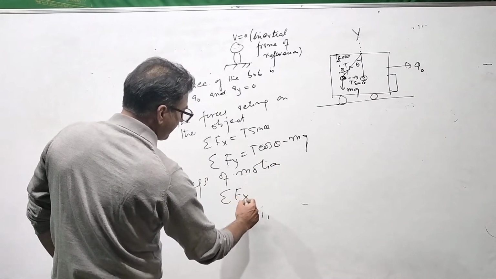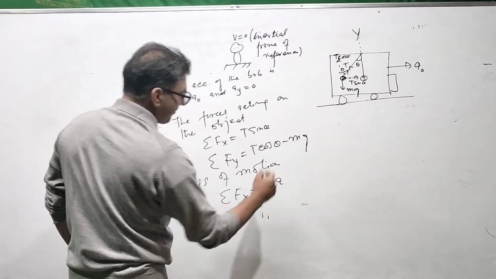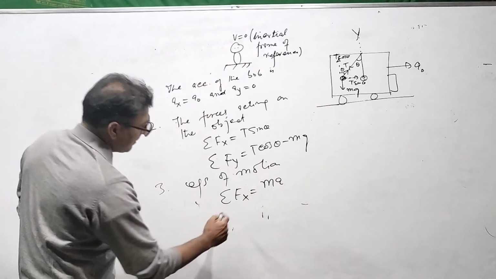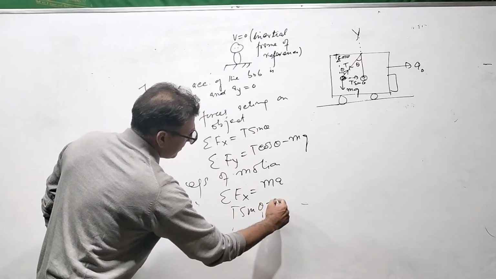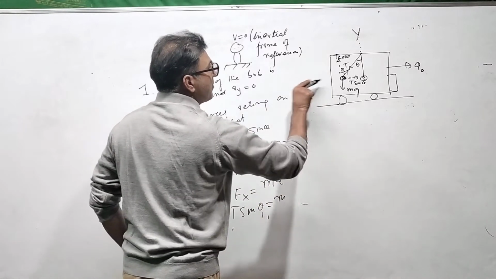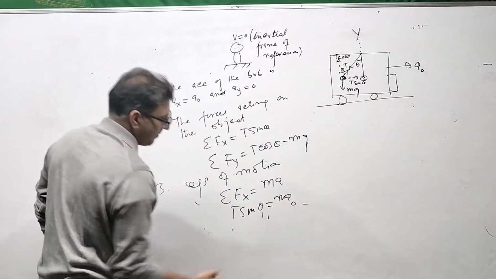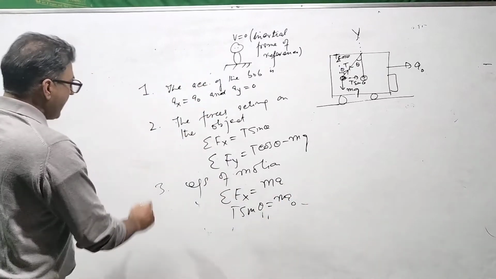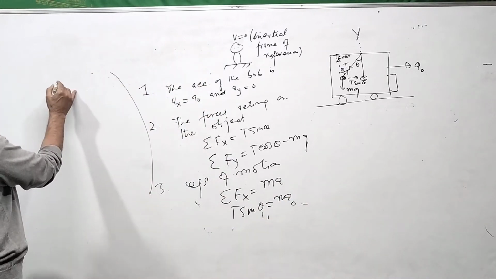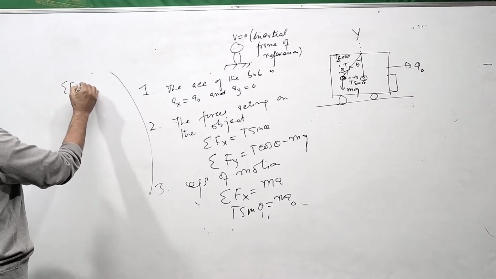Sigma Fx is equal to mass times a. Fx, that's T sin theta, is equal to m. What is the acceleration of this object in the forward direction? That's the same as the car, that is a0. So this is one equation that he will write.